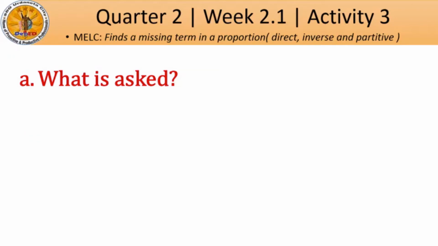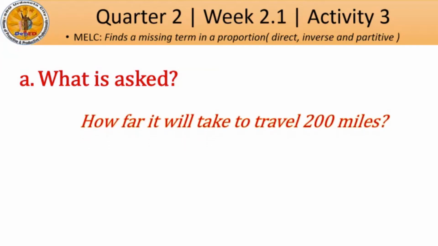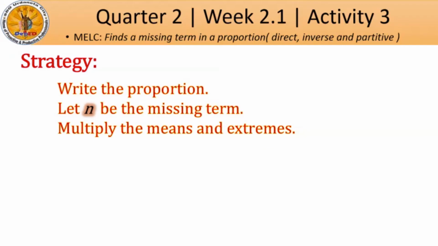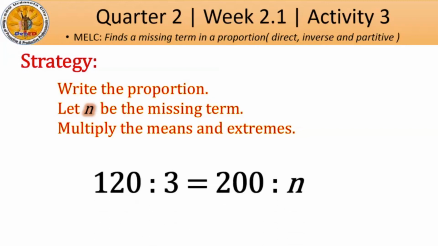What is being asked in our problem? How far will it take to travel 200 miles? So we are looking for the number of hours a car traveled 200 miles. From this, we can set our second ratio. Our second ratio is 200 is to the missing term. Again, before we proceed in finding the missing term, let us remember this strategy. Our proportion this time is 120:3 as to 200:n. As you notice, we write our proportion using colon.